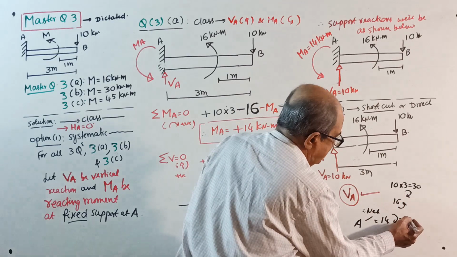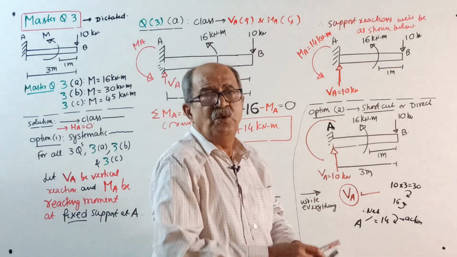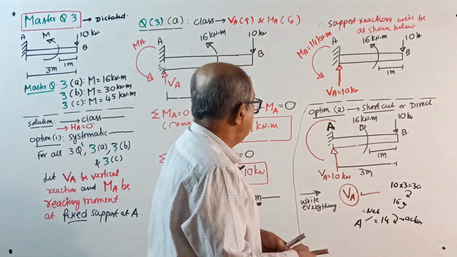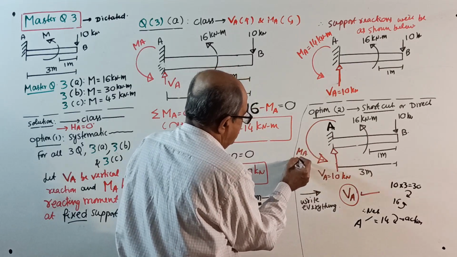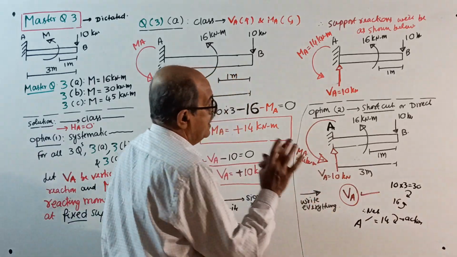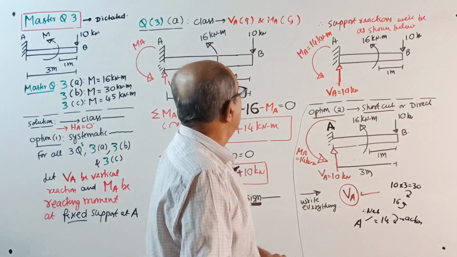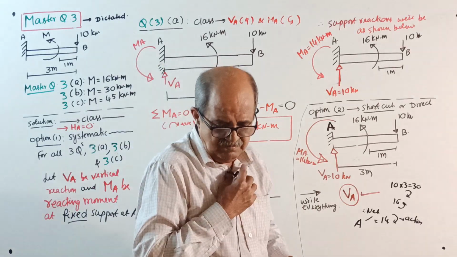This is your action. If the action is 14 kilonewton meter clockwise, reaction is anti-clockwise, MA equal to 14 kilonewton meter. Over. This question is over. Now I will go for question 3B. Just a minute.